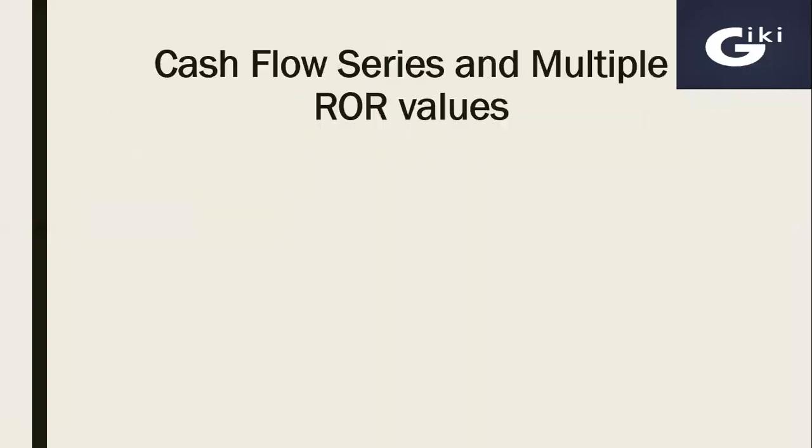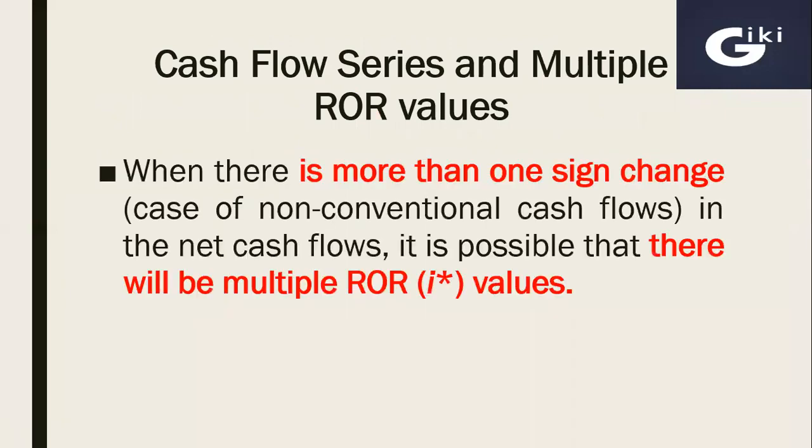Now, cash flow series and multiple ROR values. What is the relationship between both? When there is more than one sign change, meaning in the case of non-conventional cash flows, it is possible that there will be multiple ROR values in the net cash flows. So when we have a non-conventional cash flow series, it is expected that we have more than one rate of return value.